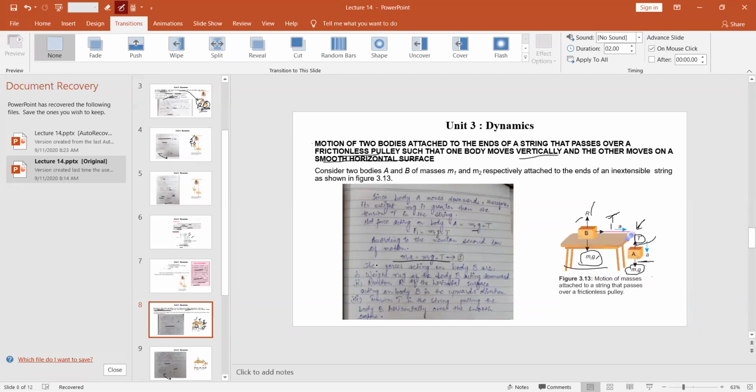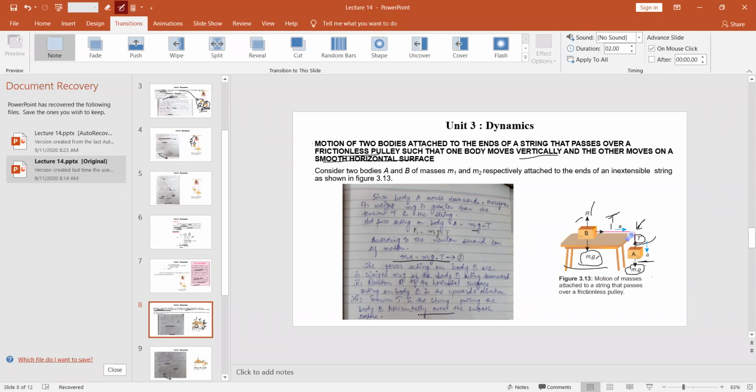So we just read out from here. The forces acting on body B are: the weight m2g of the body acting downward; the reaction force of the horizontal surface acting on body B in the upward direction; and the third is tension T in the string pulling body B horizontally over the smooth surface.